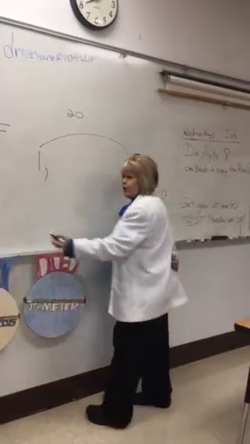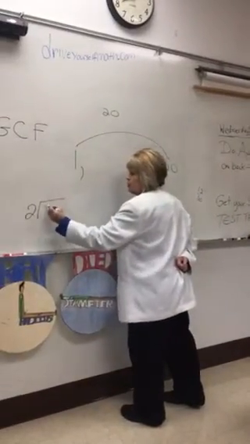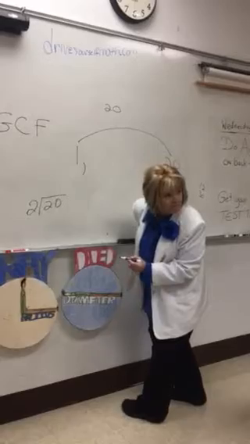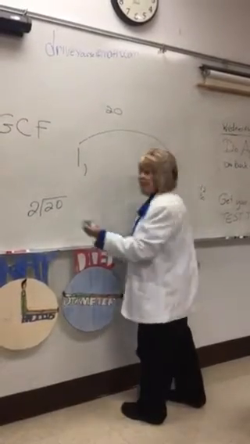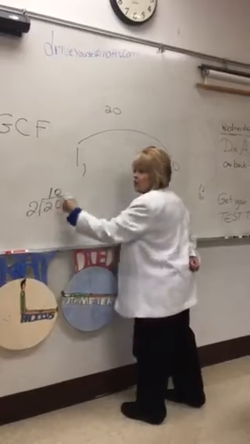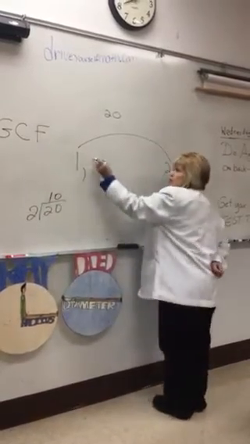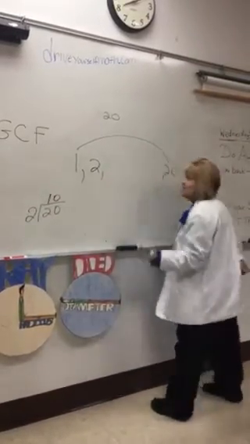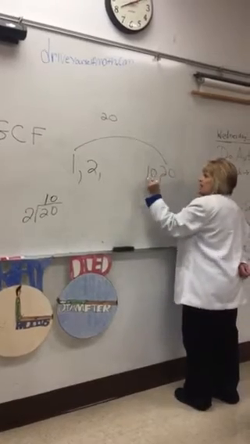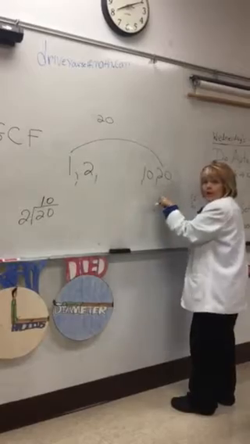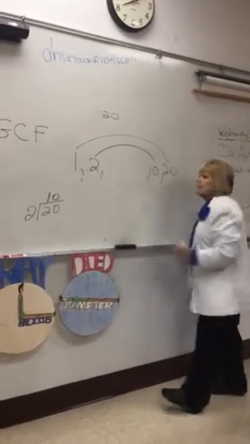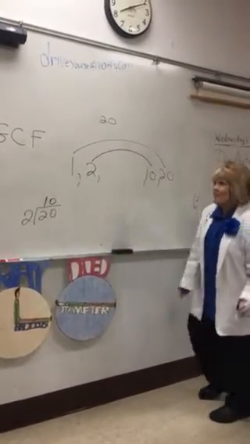Now, the next one you try is a 2. And you say, will 2 go evenly into 20? Yes. How many times? 10. So that means 2 and 10 are partners, because 2 times 10 gives you 20. Now look where I put them. The 2 went here, and then the 10 went over here. They're partners, even though they're far apart.